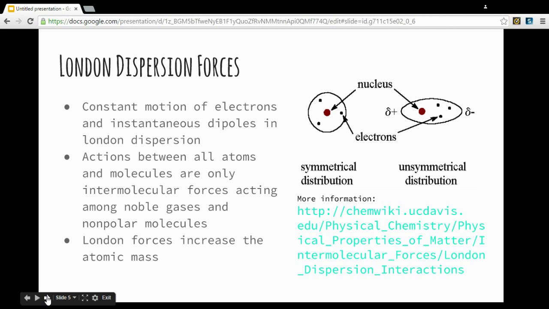The London dispersion force is the weakest intermolecular force. London dispersion forces are a result of constant motion of electrons that create instant dipoles. London forces act between all atoms and molecules, but are the only intermolecular forces acting among noble gas atoms and nonpolar molecules. Let's move on to the VSEPR theory.